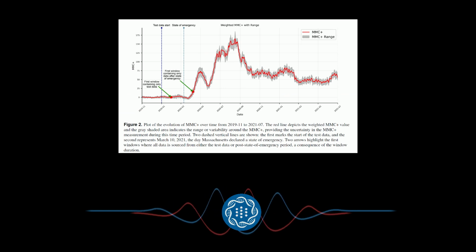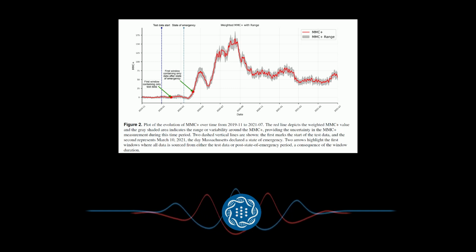Wait, so even when the data's changing and the AI might be using different pathways to get to its conclusions, it can still be more accurate. It can. That's kind of impressive, but also a little unsettling, isn't it?